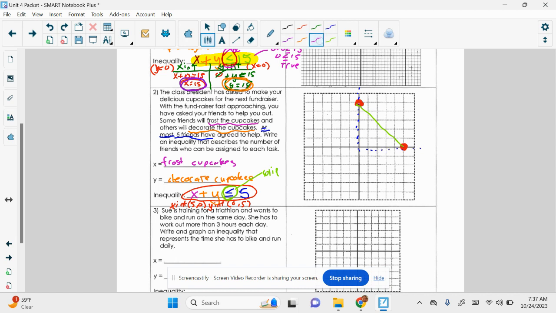So what we have to do is we have to choose a test point. And here's our TP, our test point of 0, 0, because our line doesn't go through it. And we're going to test to see what side we go in or we shade to. So we're going to go 0 plus 0. So 0 plus 0 is less than or equal to 5. 0 plus 0 is 0, is less than or equal to 5. And is 0 less than 5?